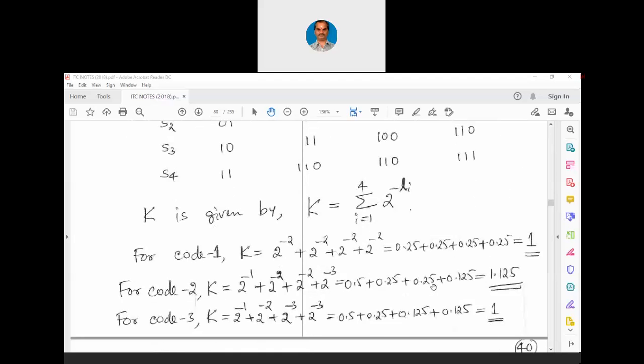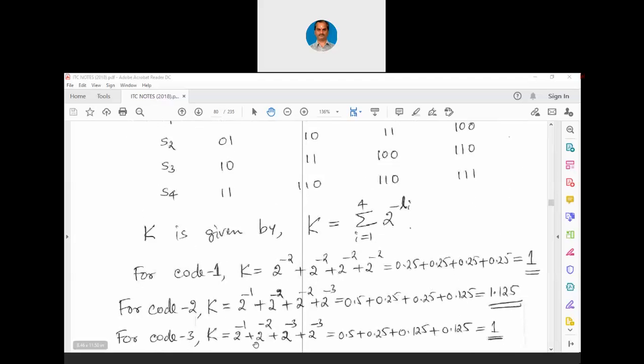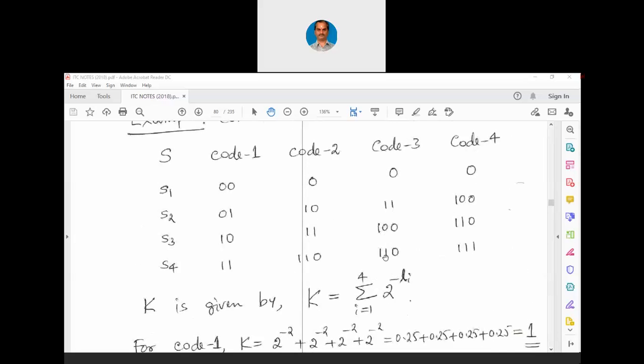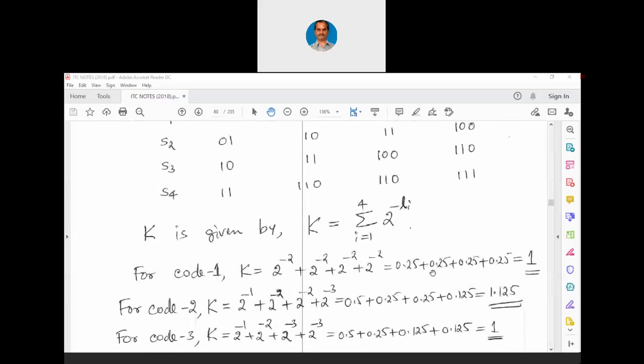Let me go to the third code. See, for code 3, k is 2 power minus 1, plus 2 power minus 2, plus 2 power minus 3, plus 2 power minus 3. That means for code 3 it is satisfying 1. But we have seen now that S2 is a prefix for S4, which means code 3 is actually not instantaneous. But it is satisfying the Kraft inequality, which means, as I told you earlier, this particular Kraft inequality condition is only a one-sided condition. Any instantaneous code should satisfy the Kraft inequality, but any code that satisfies the Kraft inequality need not be instantaneous. That is what is seen here in the case of code 3.